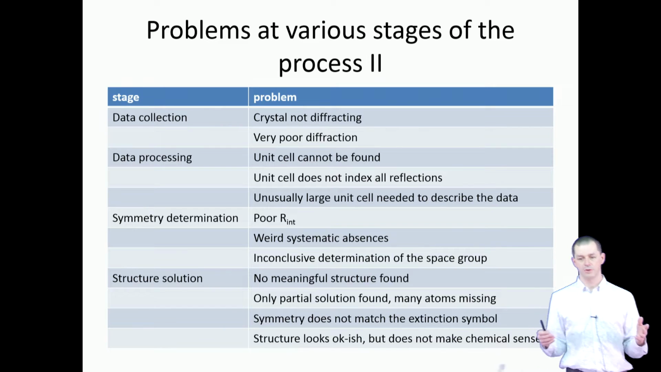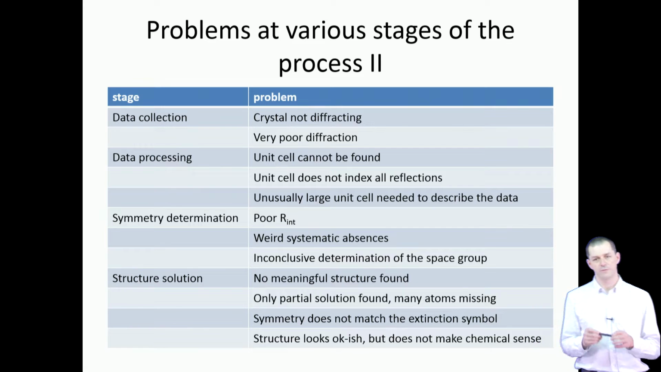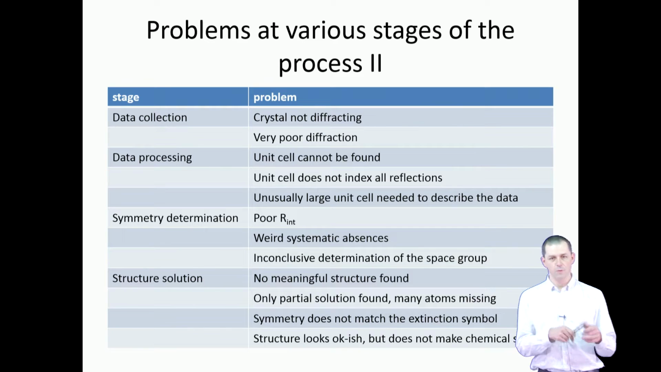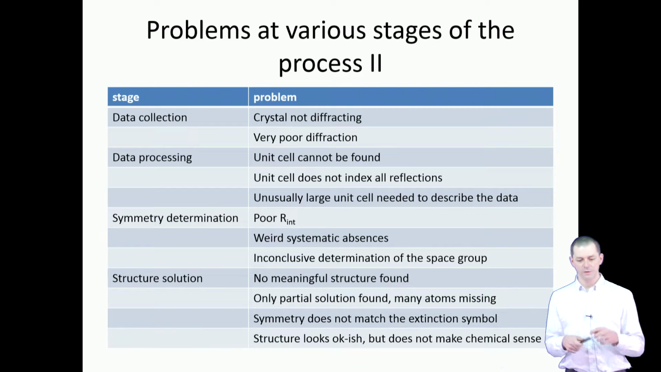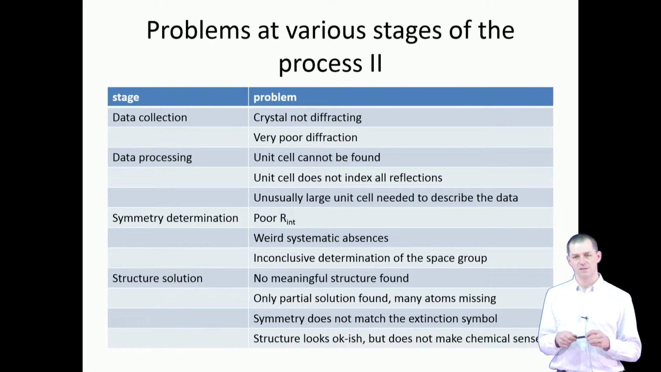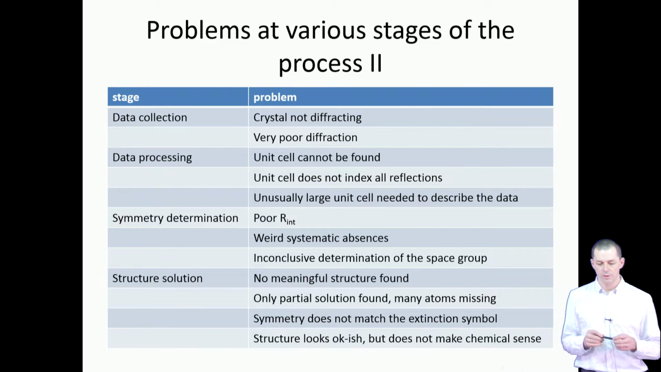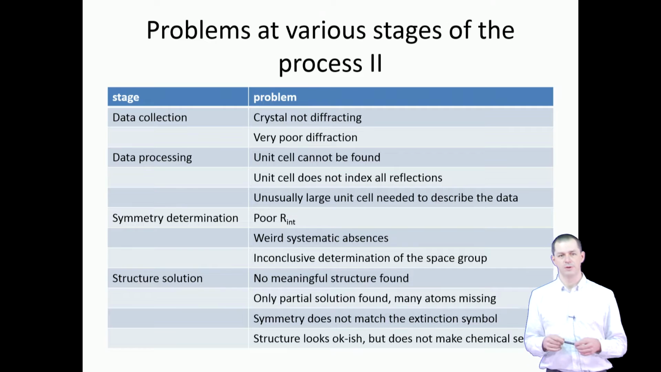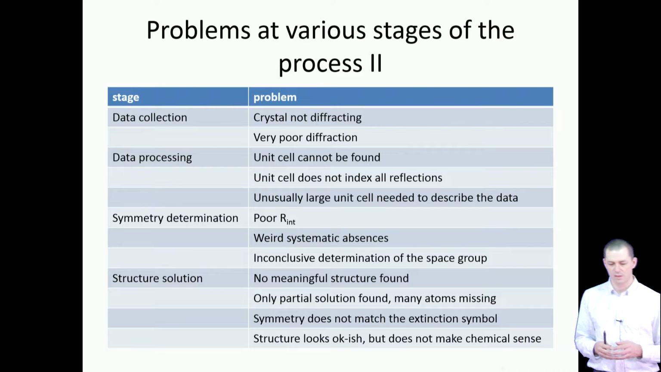So in the data collection, well, the crystal may not be diffracting at all, so you may not get any diffraction signal, or the diffraction is very poor. Then if you process the data, you have problems determining the unit cell. Either you cannot find anything meaningful, or the unit cell doesn't index all the peaks in the diffraction pattern, or the unit cell is unusually large for the composition that you expect, or for the expected complexity of the structure.